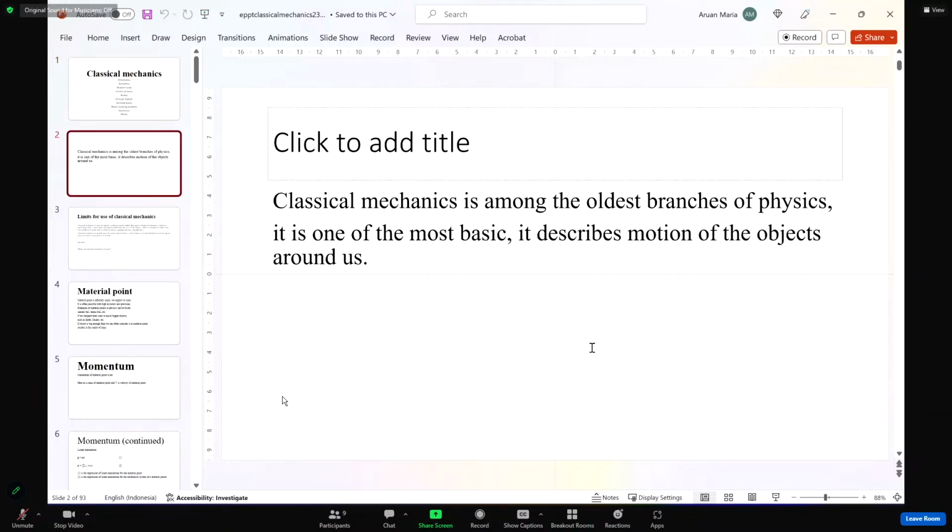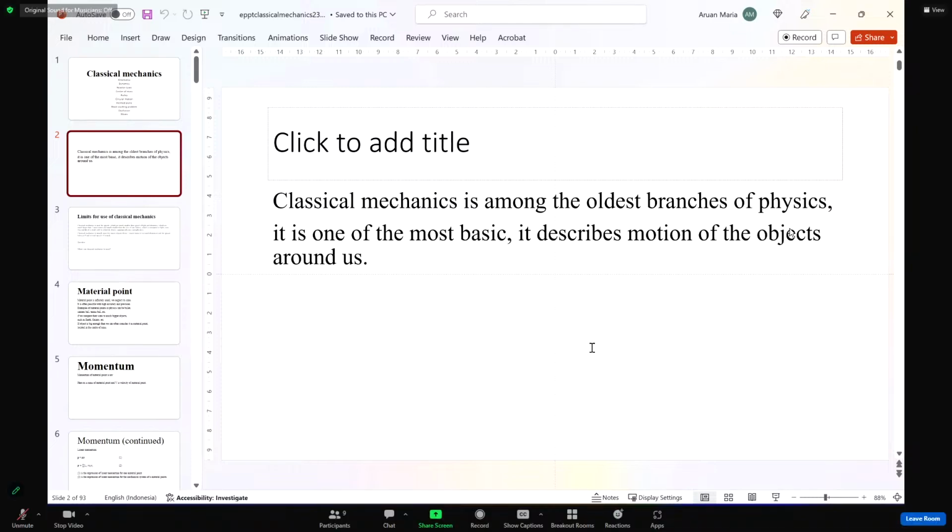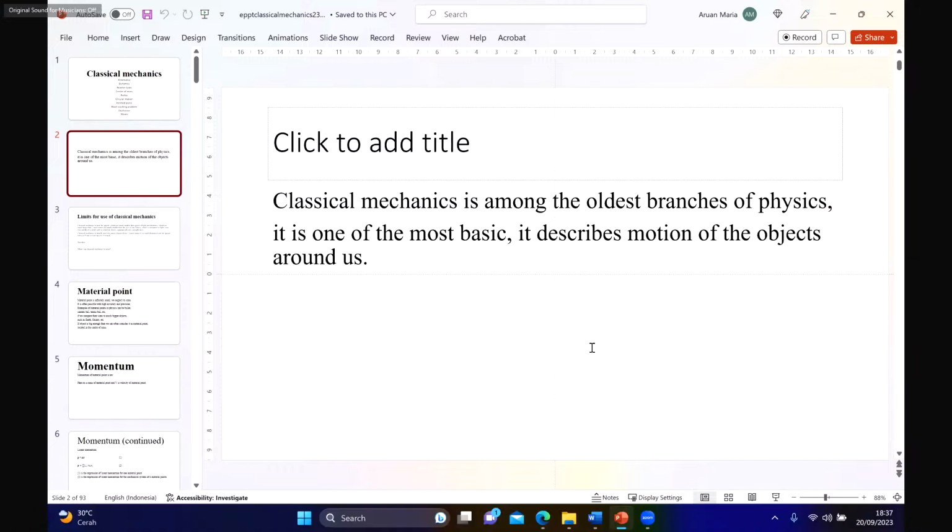So the second slide, we define classical mechanics as one of the oldest branches of physics and one of the most basic branches of physics. It describes motion of the bodies around us. Any questions?